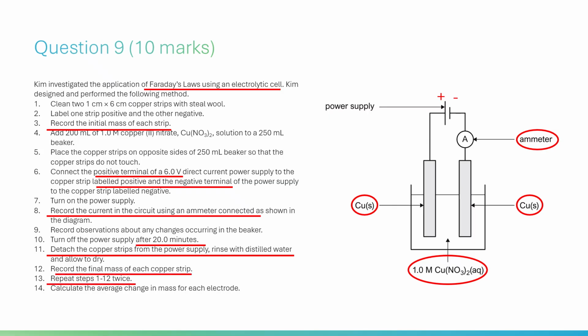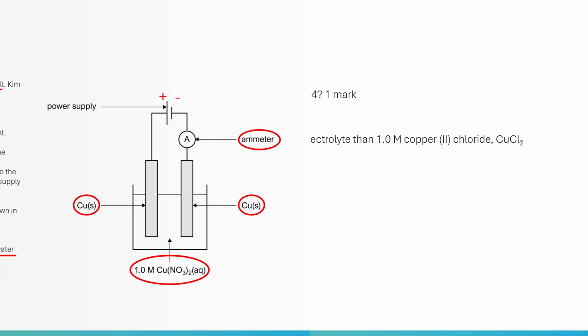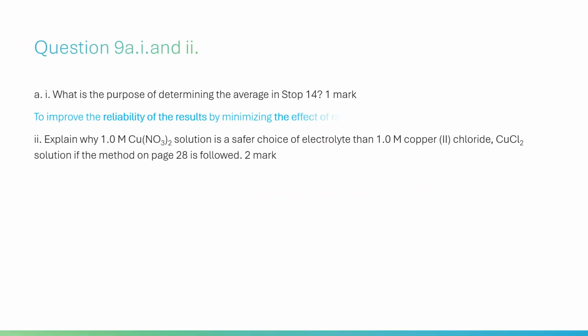Repeat steps 1 to 12 twice. Calculate the average change in mass for each electrode. To improve the reliability of the results by minimizing the effect of random errors.